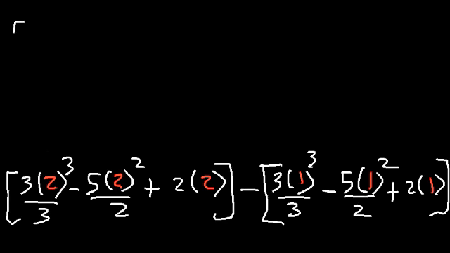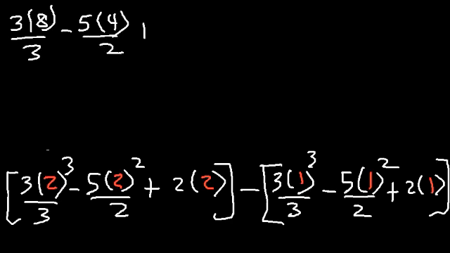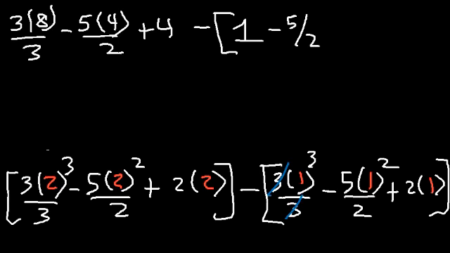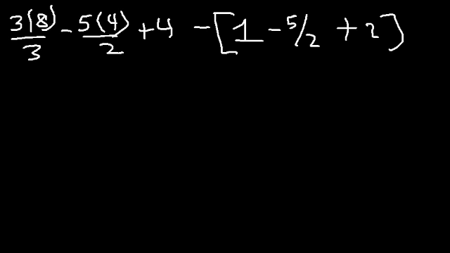So 2 to the third power is 8. 2 squared is 4. And 2 times 2 is 4. 1 to the third is 1. And we can cancel these 3, so 3 divided by 3 is 1. So the whole thing is 1. And then 1 squared is 1 times 5 over 2. So that's going to remain 5 over 2 plus 2.